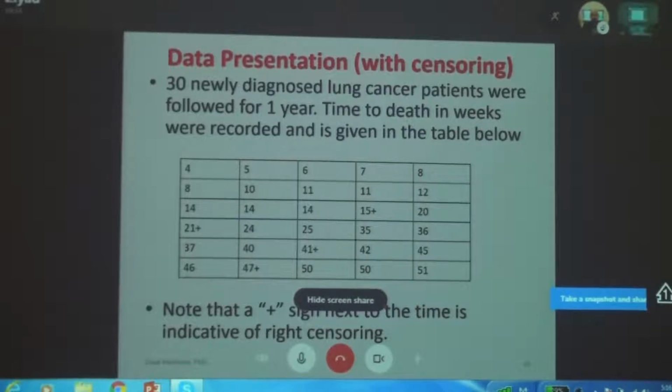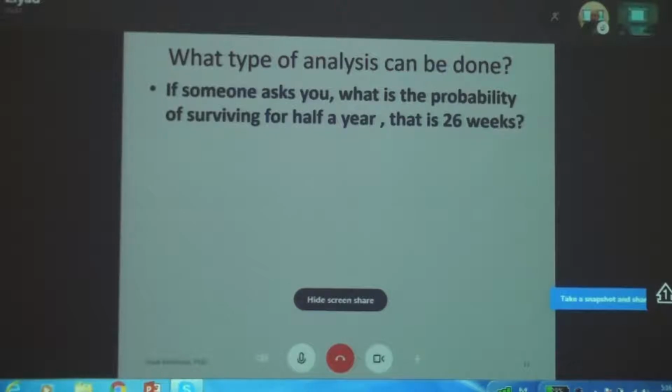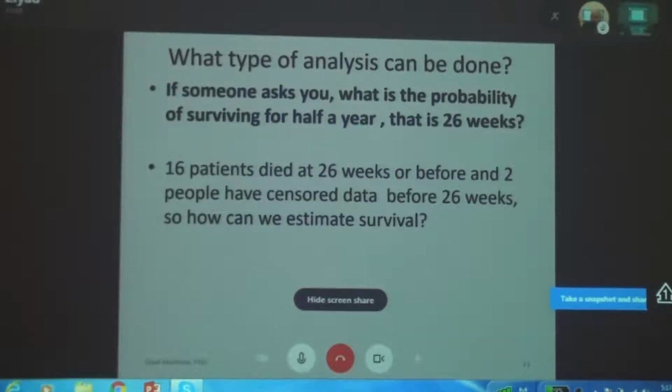Now the question becomes, the same question: if I want to look at survival for 6 months or 26 weeks, how do I count this patient who has 15 plus and this patient who has 21 plus? So this is what becomes difficult. At 26 weeks, I had 16 patients die, and I had 2 patients who were censored before that. So how can I estimate the survival time, the percentage of survival?